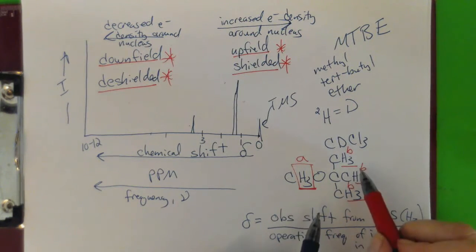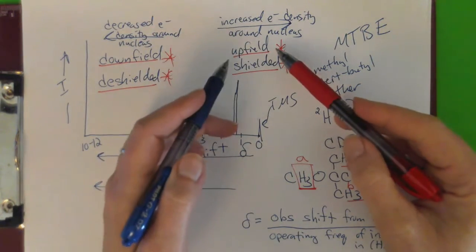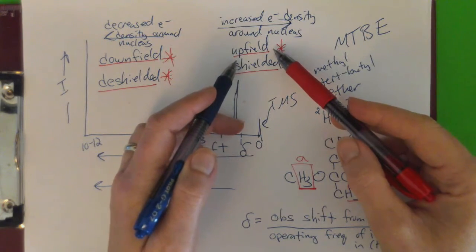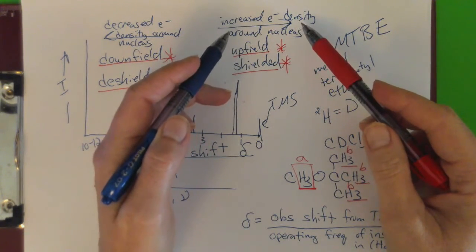Now, which proton environment do we expect to be the most shielded, producing the signal that's the farthest upfield? Well, the one that has the greatest electron density around its nucleus.